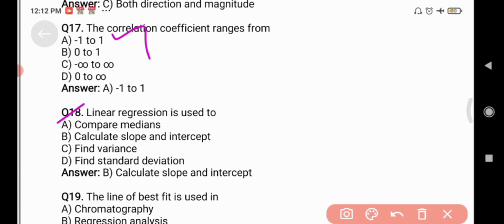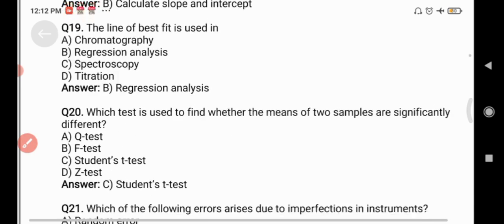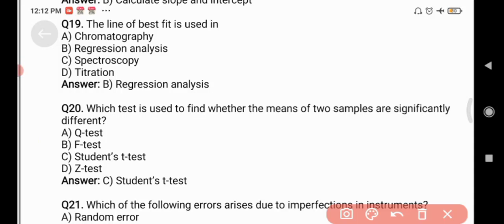Linear regression is used to option B, calculate slope and intercept. The line of best fit is used in option B, regression analysis. Which test is used to find whether the means of two samples are significantly different? Option C, Student's t-test.